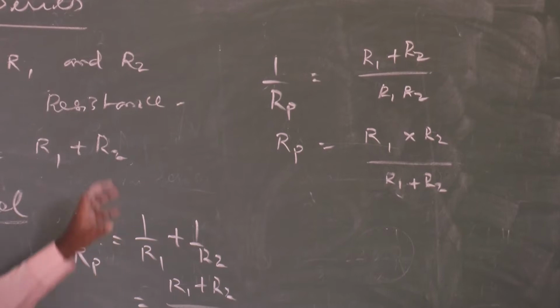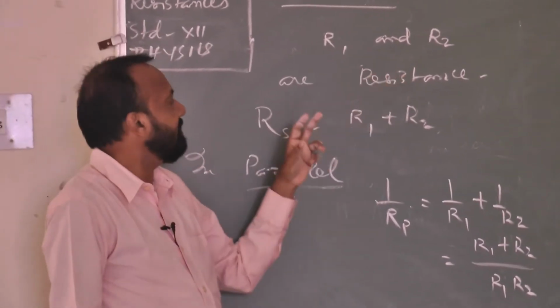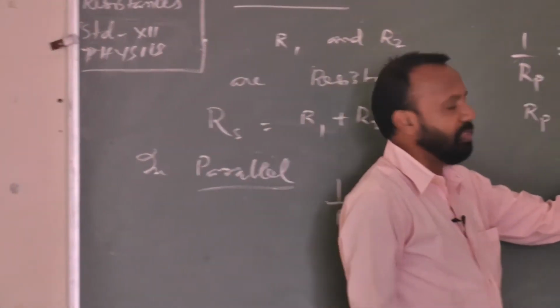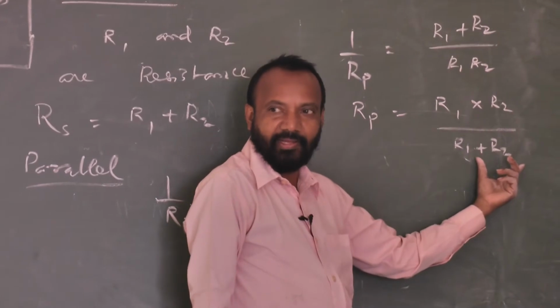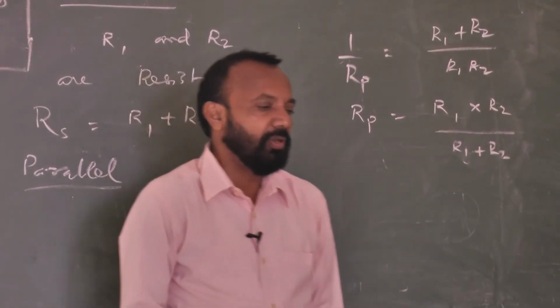So in series combination, the effective resistance will be the sum of the resistances R1 and R2, and in parallel combination it will be like this: the product of the two resistances divided by the sum of the resistances. Okay, so let us practice some.